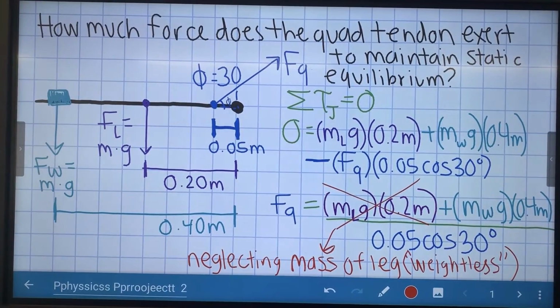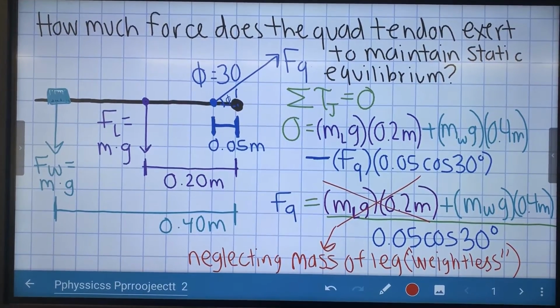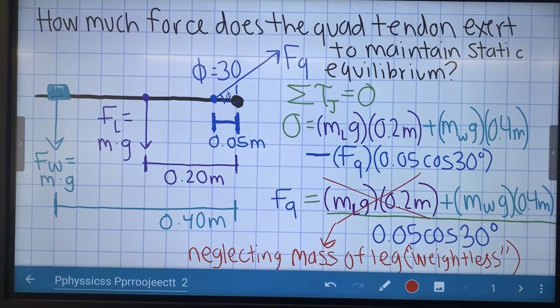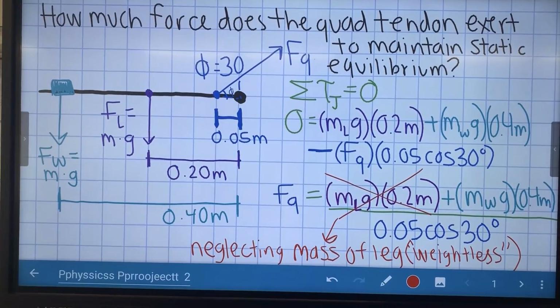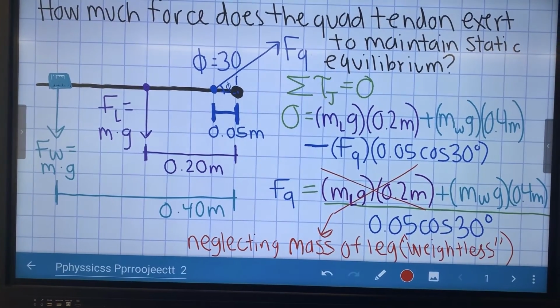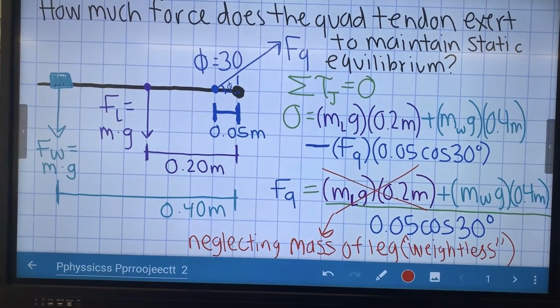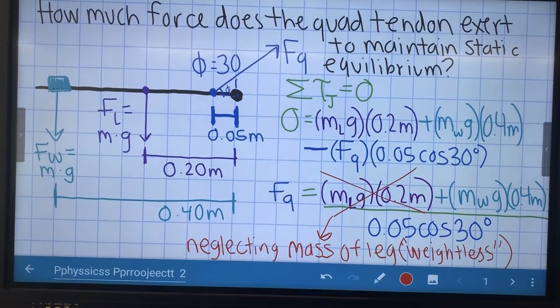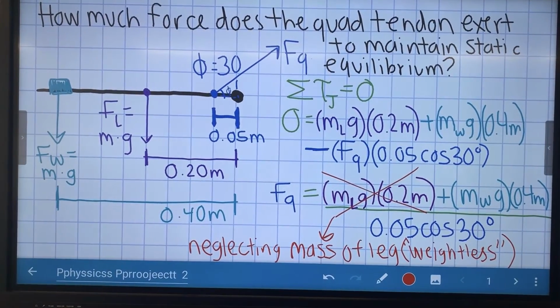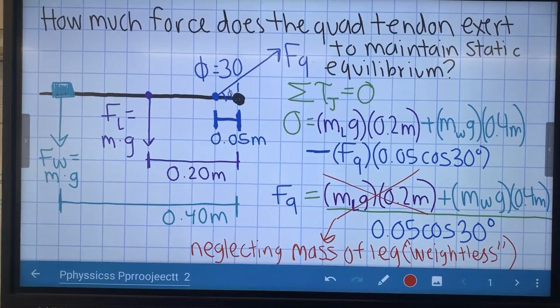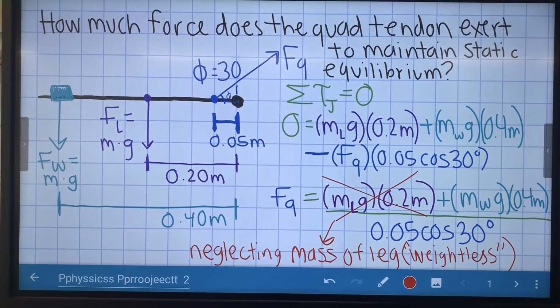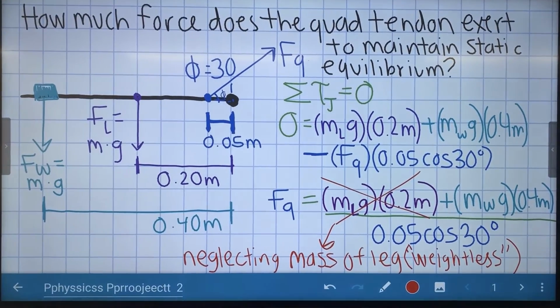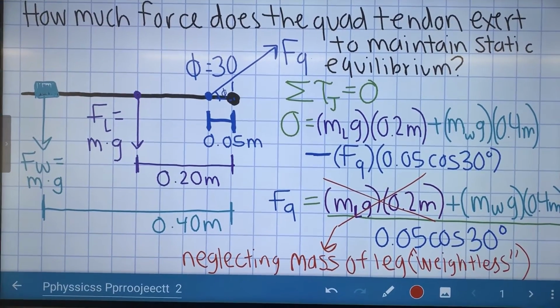The first one in purple is the force of the leg, which is mass of the leg times gravity, multiplied by the lever arm, 0.2 meters. Then I have the mass of the weight times gravity, which would equal the force of the weight, times the lever arm, which is 0.4 meters. Those are both positive numbers because the force of the leg and the force of the weight would be pulling the leg into a counterclockwise direction.